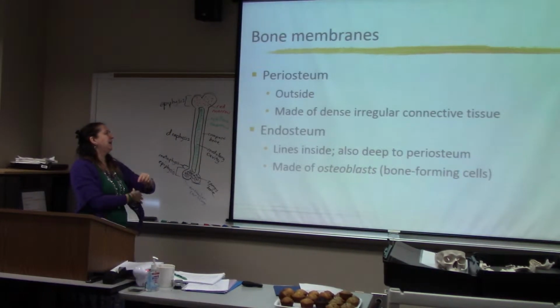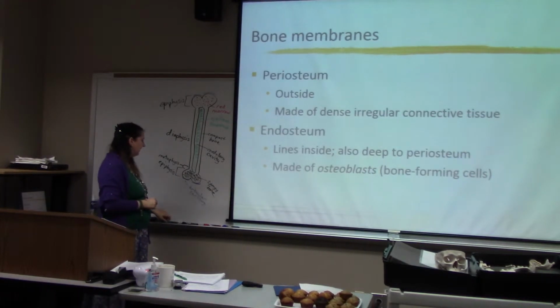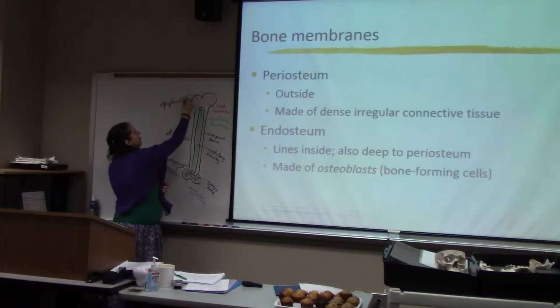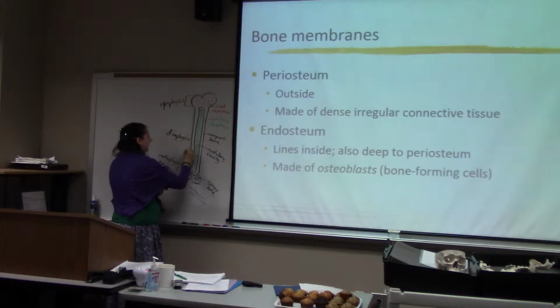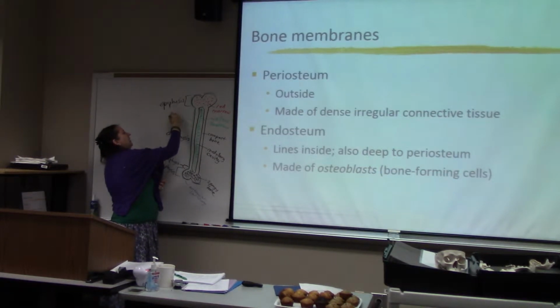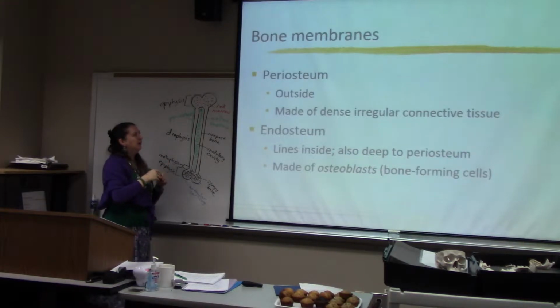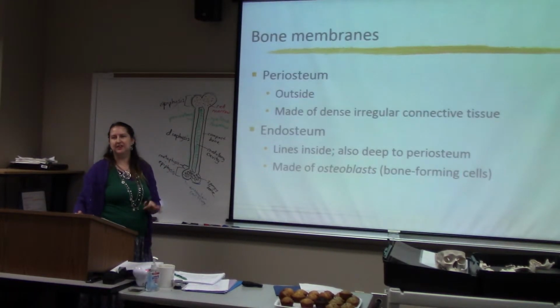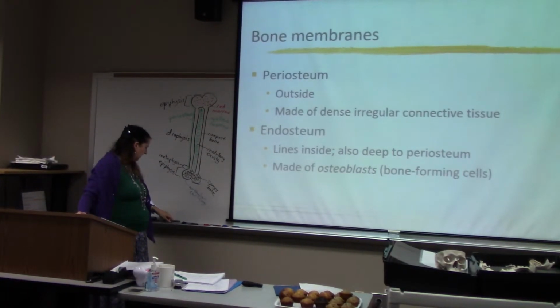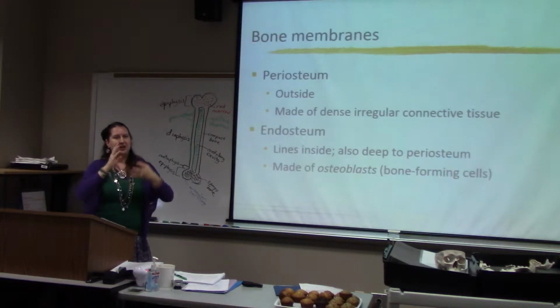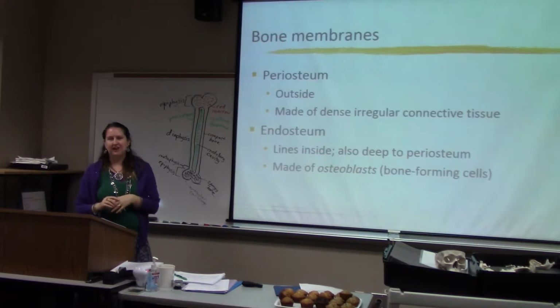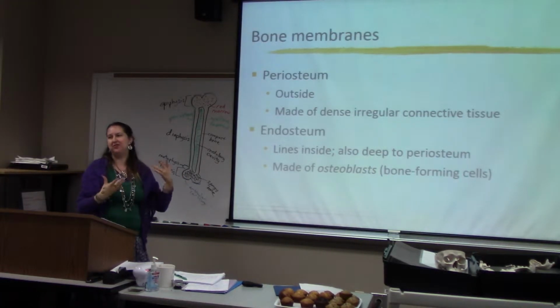There are membranes on the bone. The outside, everywhere except where there's articular cartilage, is covered in periosteum, which is dense, irregular connective tissue. So it's tough, but it's flexible in multiple directions, and it has a blood supply that allows the vessels to get through it to the bone.